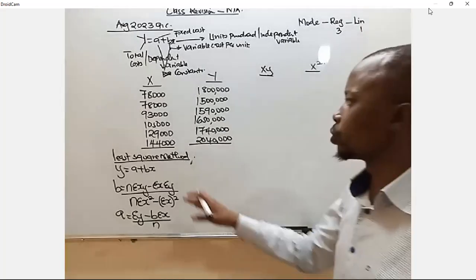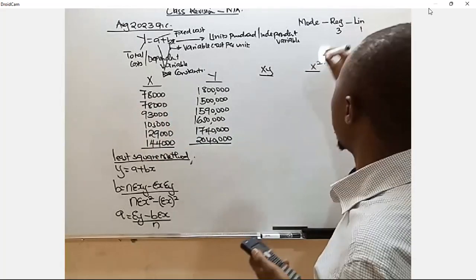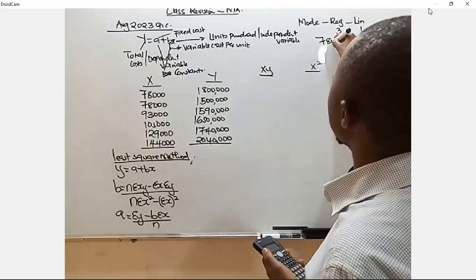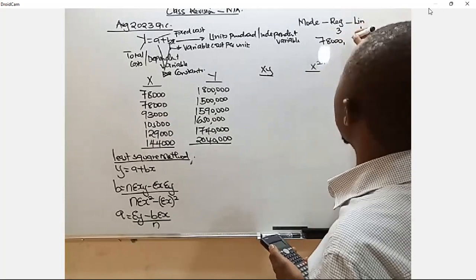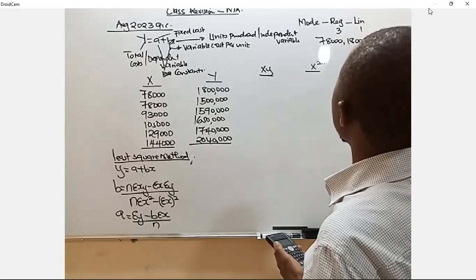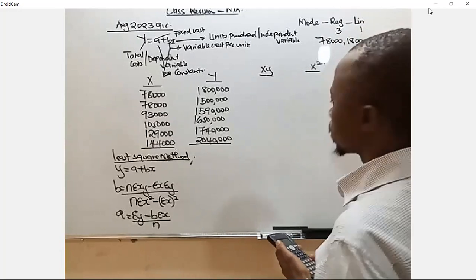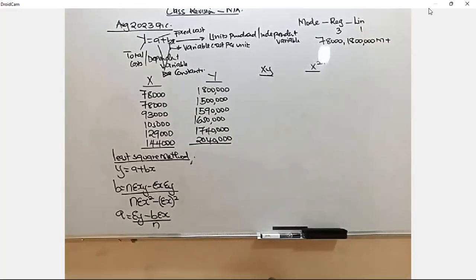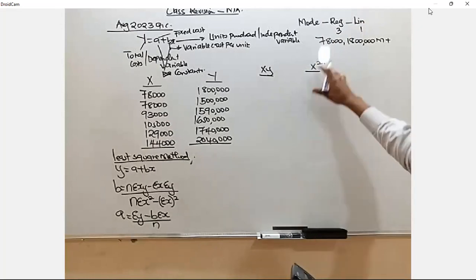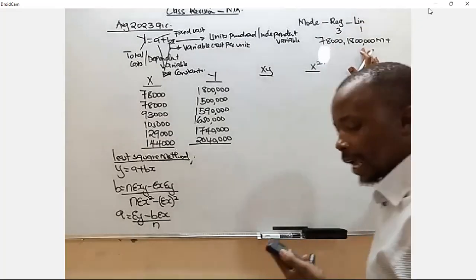Now, I will start by putting this data in my calculator. We start with 78,000, comma, 1.8 million, M plus, correct? So let us do it. 78,000, comma, 1.8 million, and I'm putting in the whole data, M plus. Then the calculator will program and say n is equal to 1.